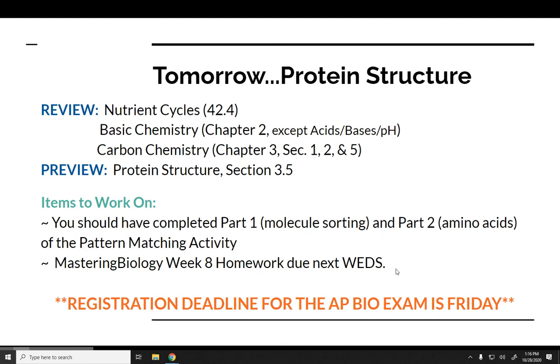A couple of things to be working on. Make sure that you are caught up on that pattern matching activity. The questions and those molecules are a big part of your notes through this section of the unit, so make sure that you're doing that and keeping up with that. And you have a Mastering Biology assignment. Next week, Mastering Biology is due on Wednesday, not Tuesday, since Tuesday is a day off of school for you.